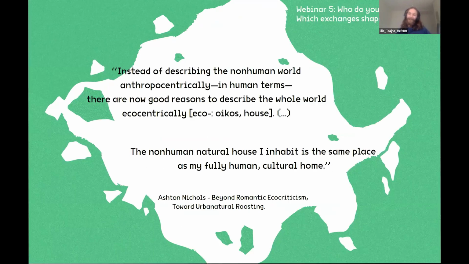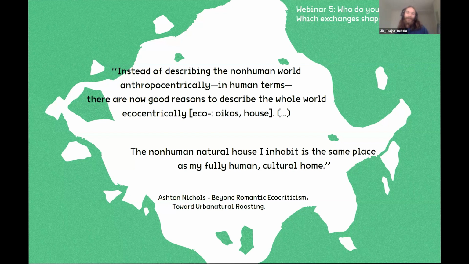Oikos comes from the Greek and refers to the house. So it's the space that we shape, our living space, but also the space that we share with all other living beings on Earth. And I found this quote in a book which is really interesting, called The Urban Natural Roosting.